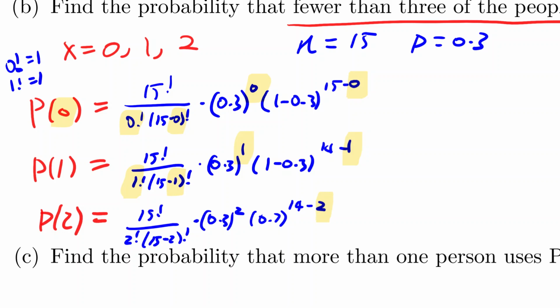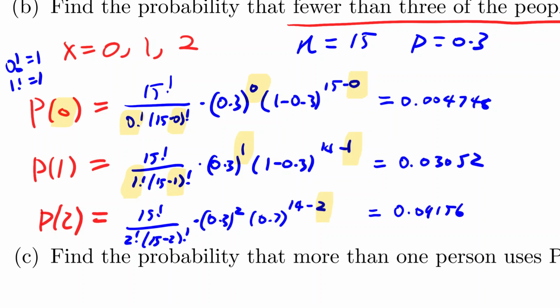So you type each of these in the calculator, and let me give you each number. Make sure to practice these on your own, typing in your calculator. So this you should get 0.004748. This one you get 0.03052. And the last one you should get 0.09156. Here I kept more than 4 decimals because usually we want to keep more decimals in mid-step, but round it in the final answer.